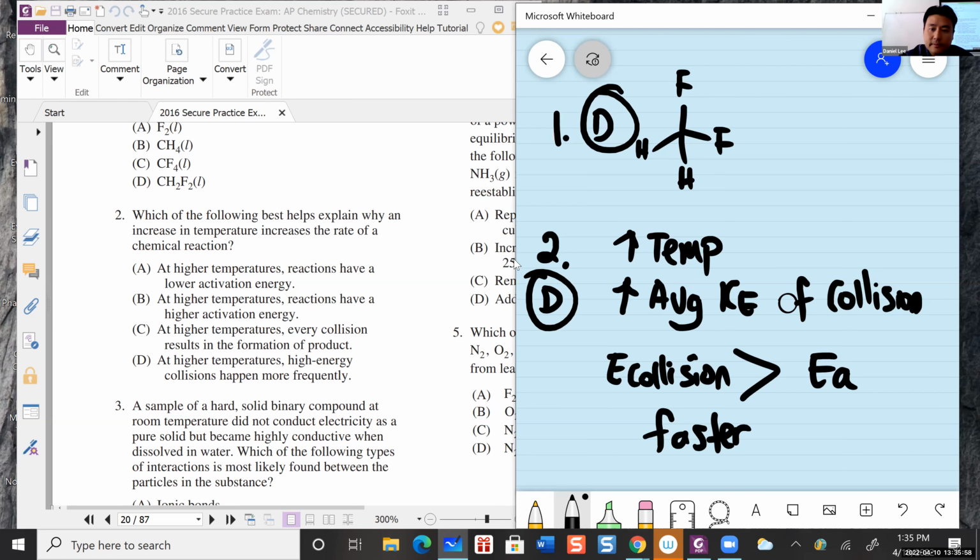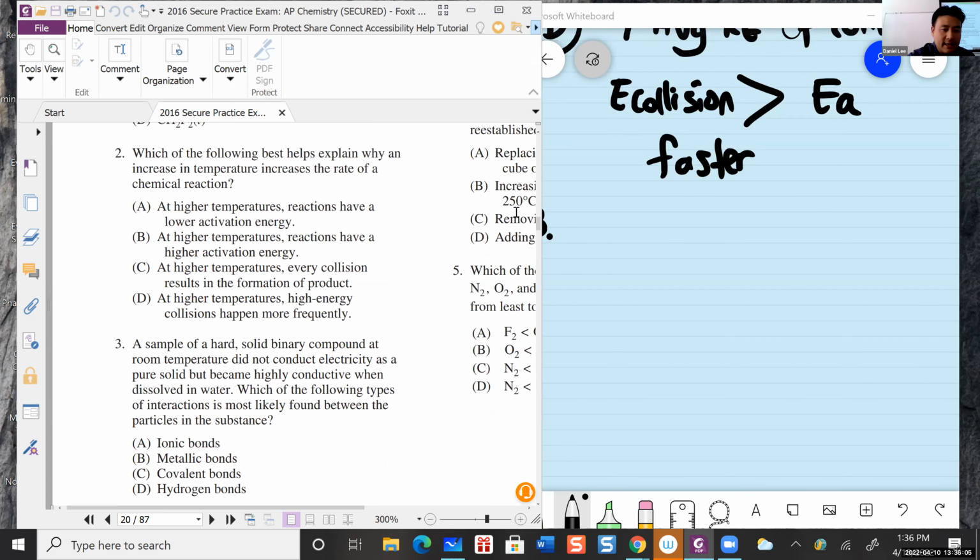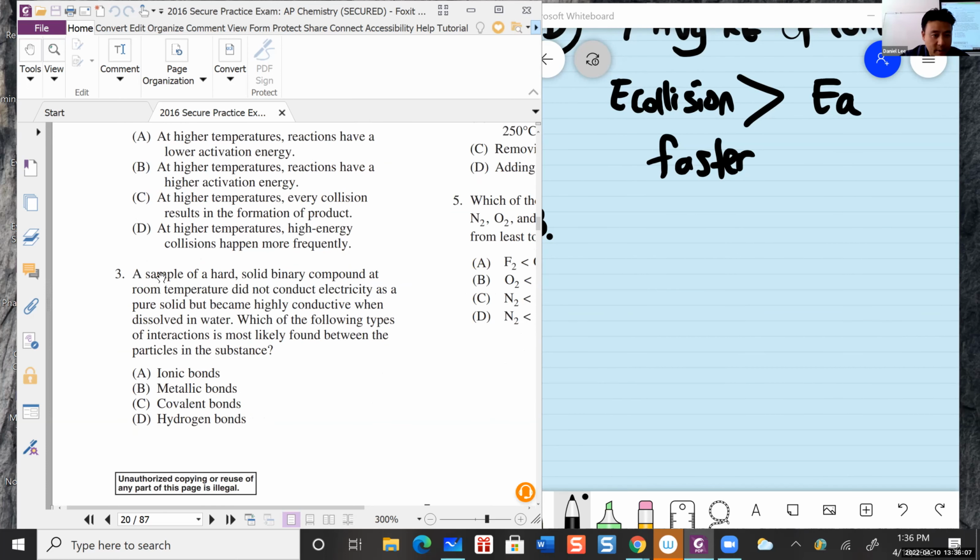Okay, number three. When we do these questions, you can actually do it pretty fast. I'm slowing down, just kind of regurgitating a little bit. Number three is bonding. You're looking for something that's hard, a solid at room temperature, that does not conduct electricity as a solid, but becomes conductive in water. So that has to be ionic. That's how they would describe ionic. So the answer is A.